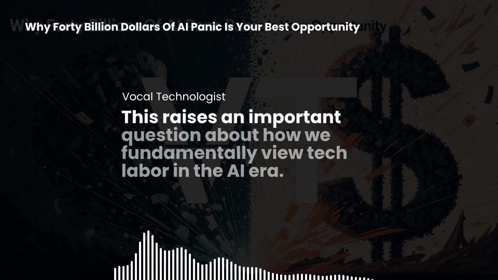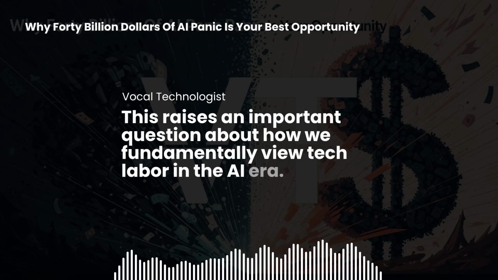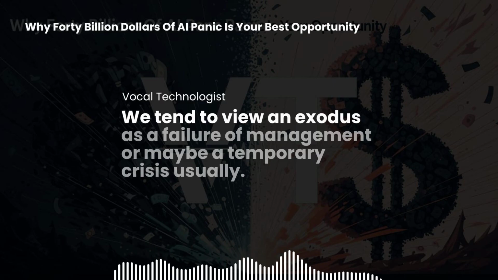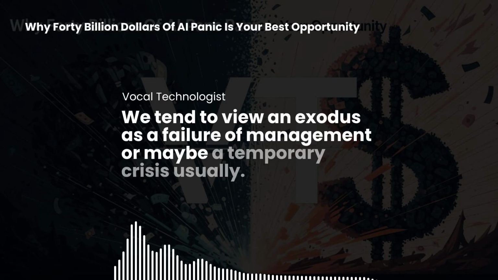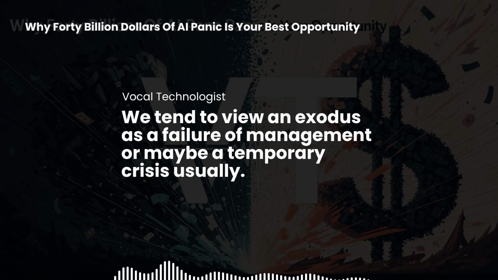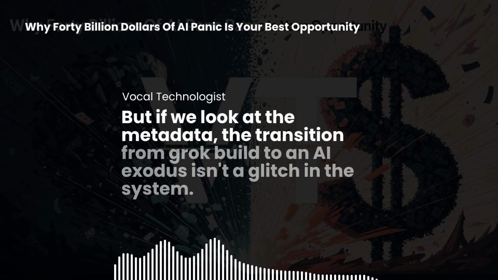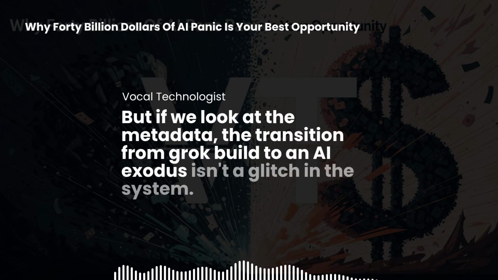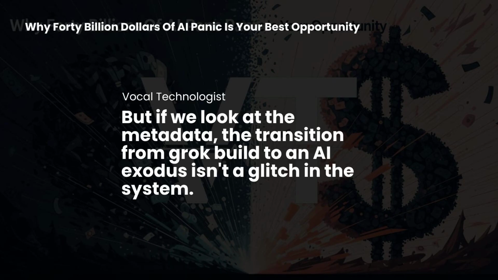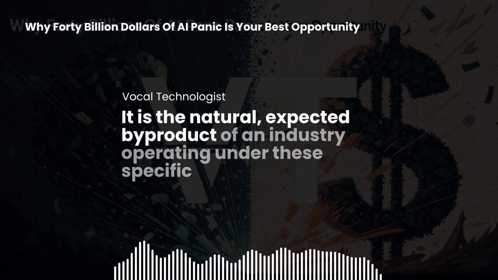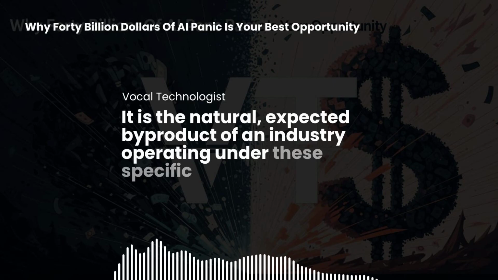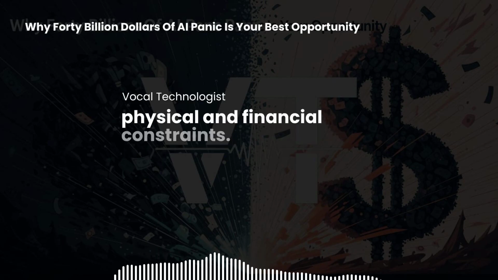This raises an important question about how we fundamentally view tech labor in the AI era. We tend to view an exodus as a failure of management, or maybe a temporary crisis. Usually, yeah. But if we look at the metadata, the transition from Grok Build to an xAI exodus isn't a glitch in the system. It is the natural, expected byproduct of an industry operating under these specific physical and financial constraints.